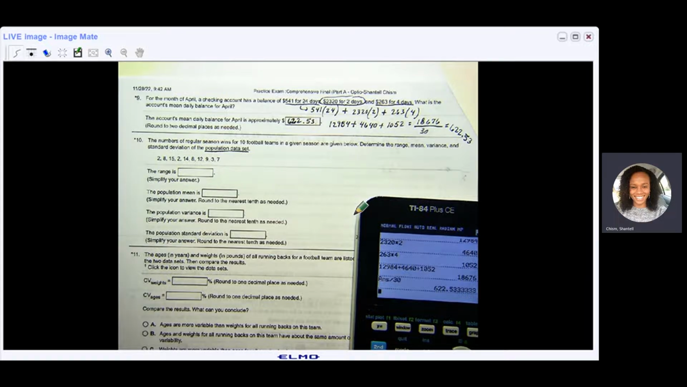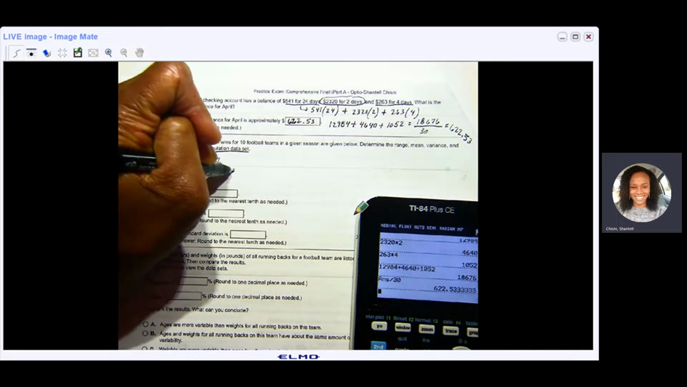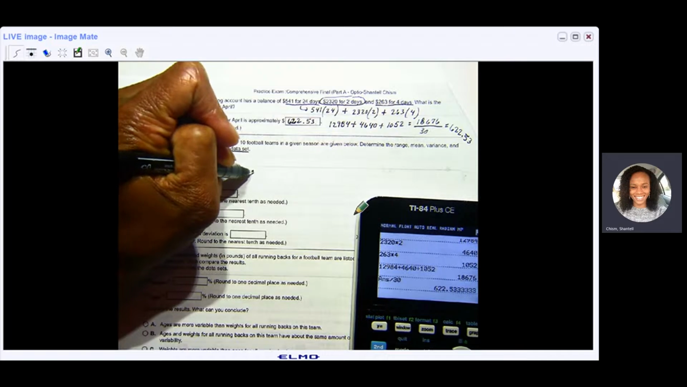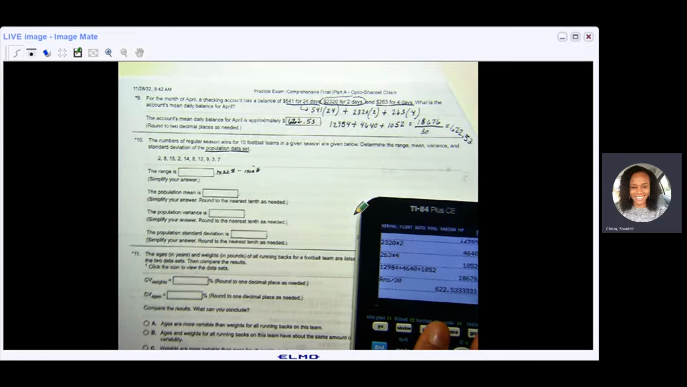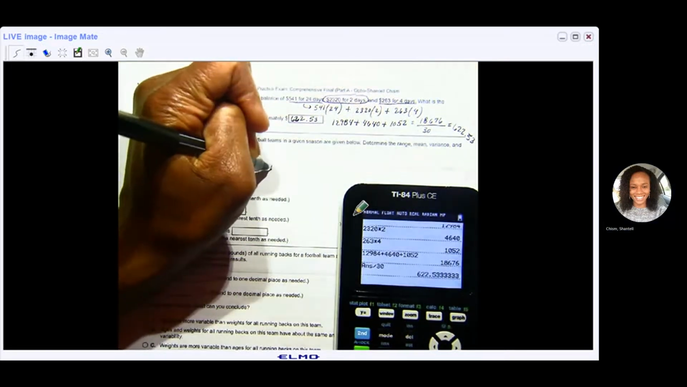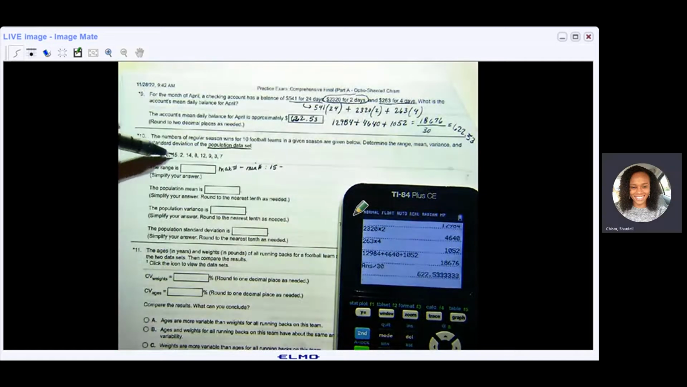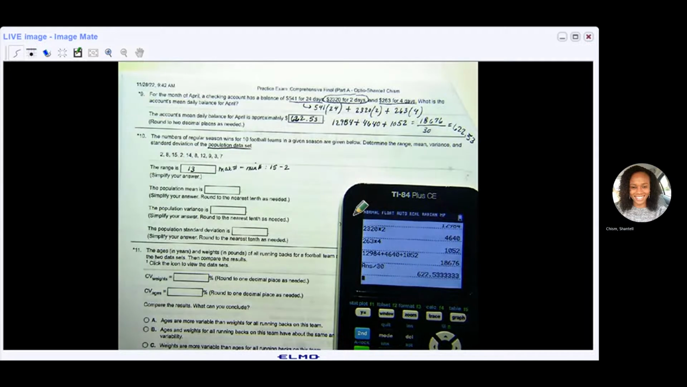All right. So to get the range, there is no formula really that we put into the calculator. To get the range, you simply need to identify the maximum number, the biggest number, and the minimum number, and just subtract them. So the range is your max number minus your min number. Your max is 15, and your min looks like it is 2. So you have a range of 13.